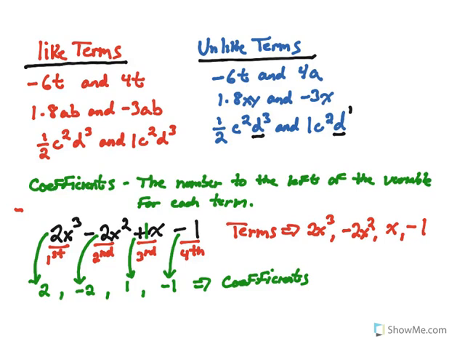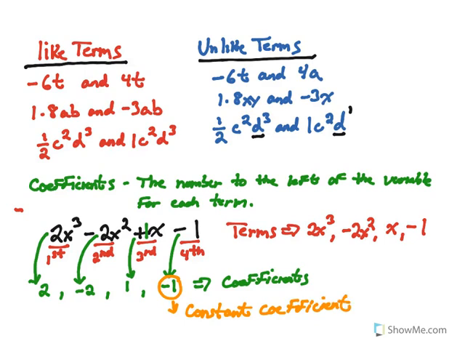And they just tell you how many of each term you have. So when you look at x cubed, which is the first term, the coefficient of 2 tells me we have 2x cubes. The -2 tells me we have -2x squareds. The 1 tells me we have 1x, and then the -1 is just a constant. So you have those 4 coefficients, and the -1 is called a constant coefficient.